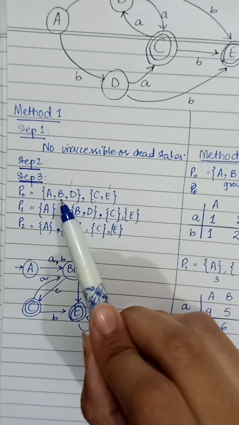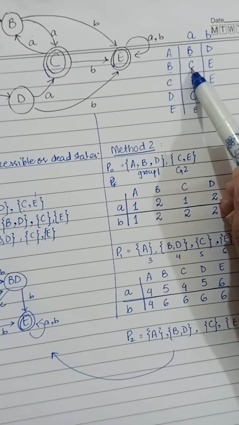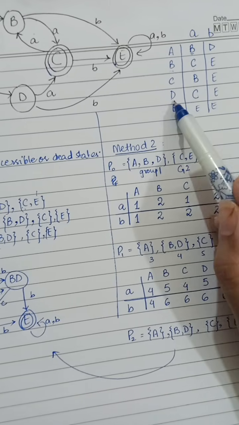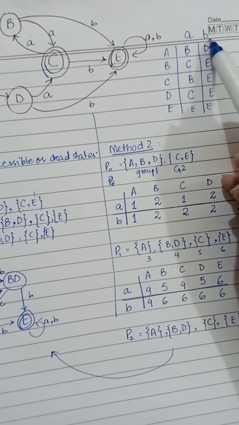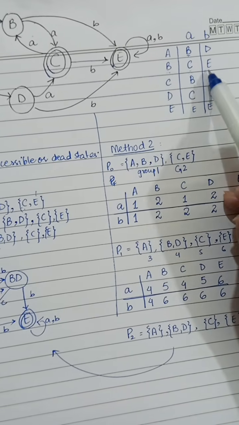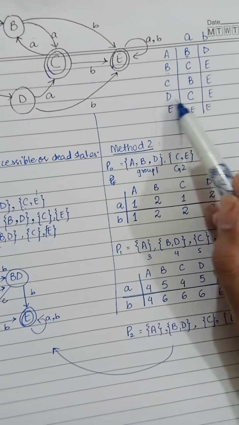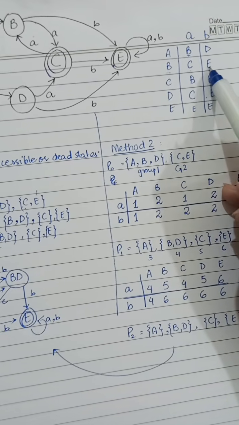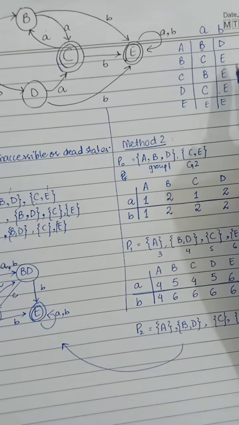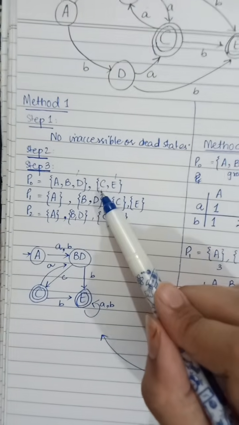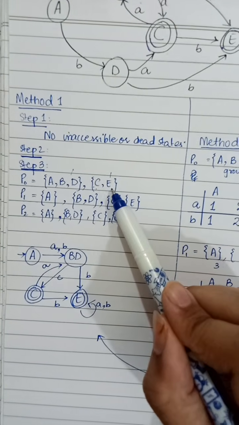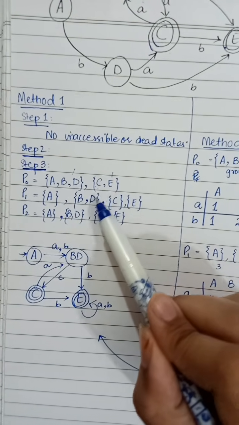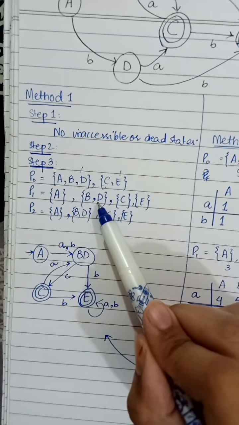Then we check whether B and D are in the same groups. On input a, B has C, and on input a for D, we also have C. Then we check b. We have the same inputs for B and D, and these inputs are in the same group. Let's check. We have C and E in the same groups, right? Therefore, we put B and D together.